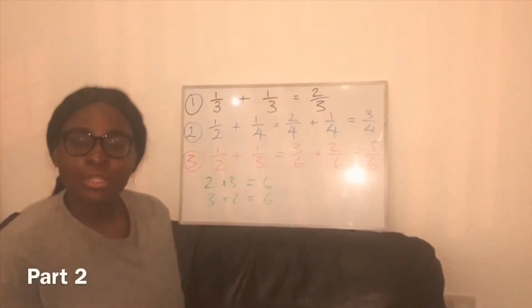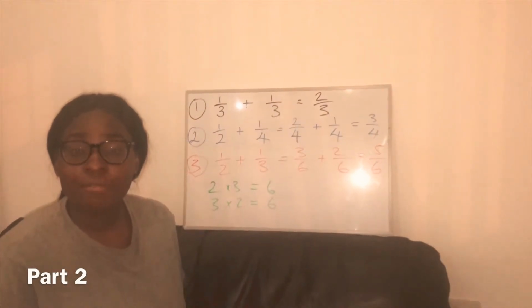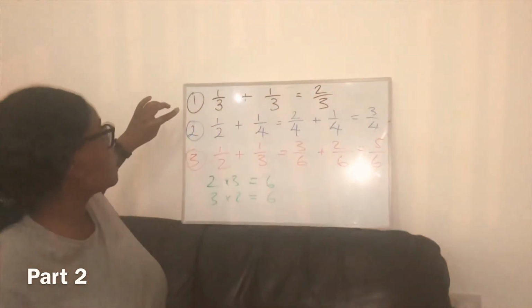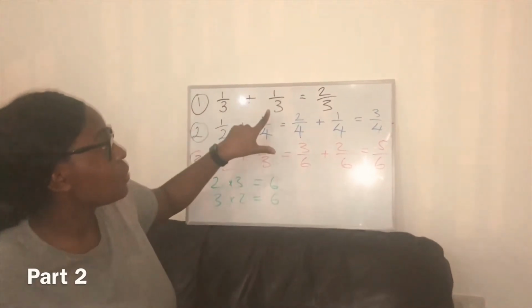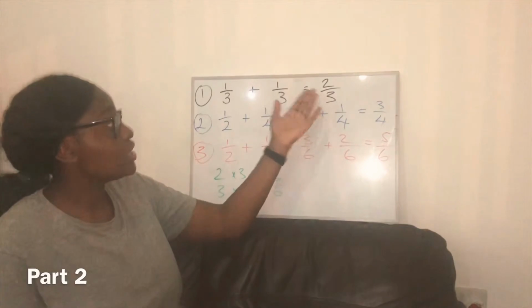To address this, I would explain to the students that it's necessary to have a common denominator in order to add the fractions together. So if we look at this first question, you've got 1/3 plus 1/3, and using visual representations such as pie charts, we will derive that this is 2/3.